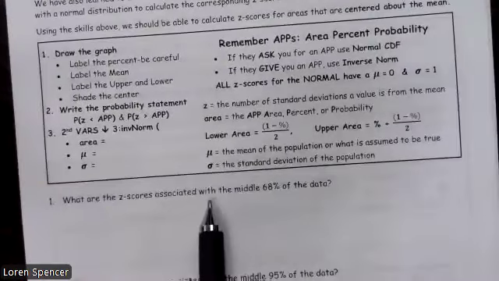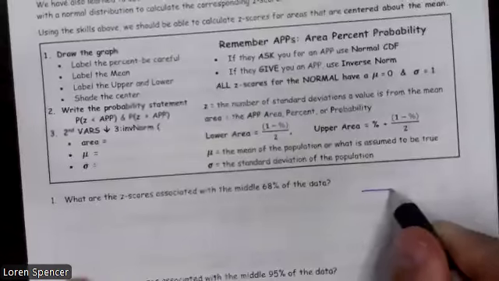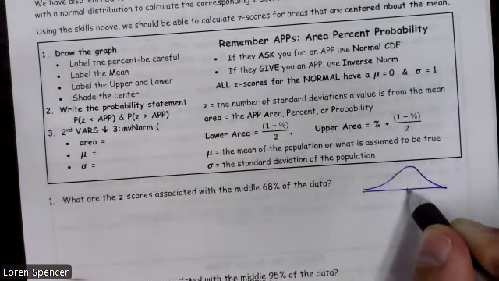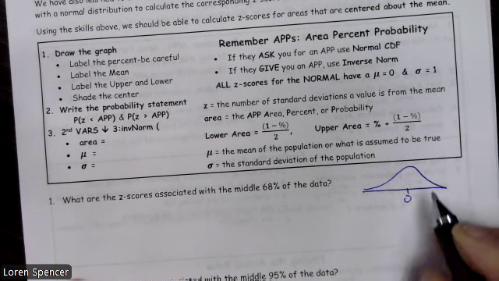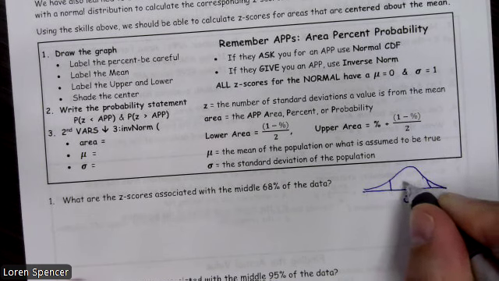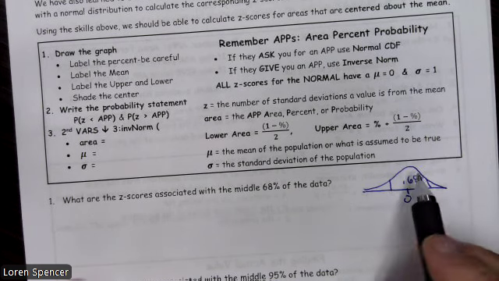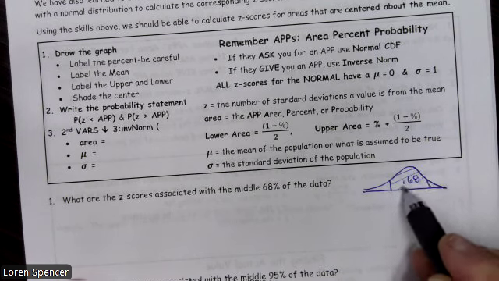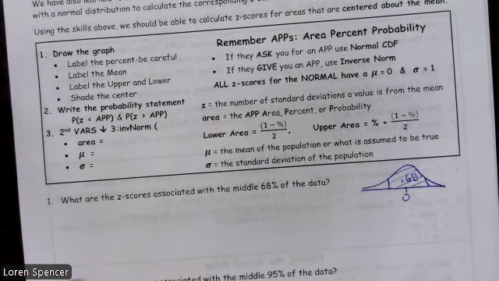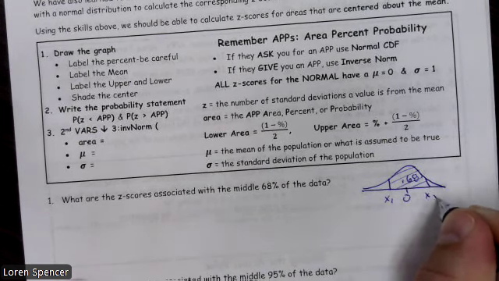So it says, what are the z-scores associated with the middle 68% of the data? Well, the picture is going to look something like this. We're looking for a z-score, so our center part is 0, and the middle area should be 0.68. Technically, we know we should be plus or minus 1 standard deviation. What I'm looking for is that area right there. So I'm going to look for a lower bound and an upper bound.